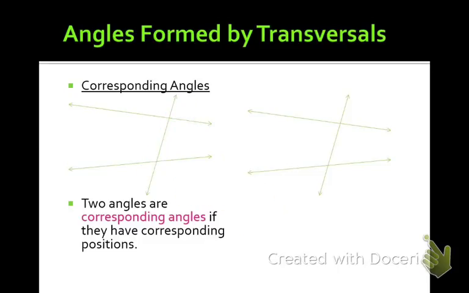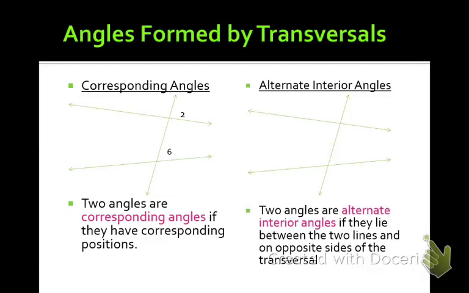Okay? Then we have, like here, angle 2 and angle 6. Then we have alternate interior angles. Sorry about the buzzer. Alternate interior angles. Okay? Alternate interior angles are two angles that lie between the two lines, so they're interior, and on opposite sides of the transversal, so they alternate. So in between the two lines would be here, and they alternate, one here and one there. Okay? So, for example, these guys. These are your alternate interior angles.